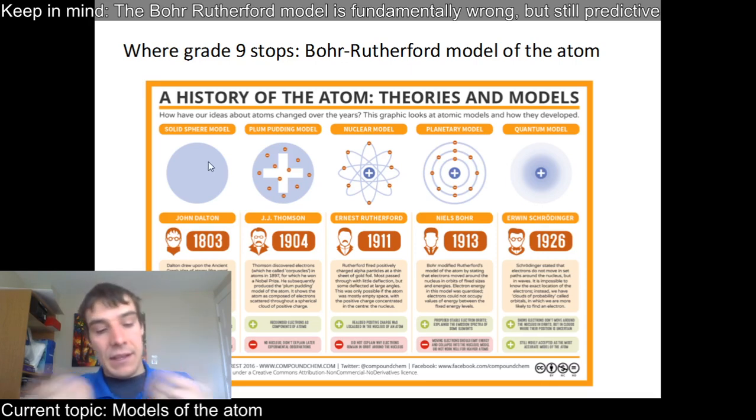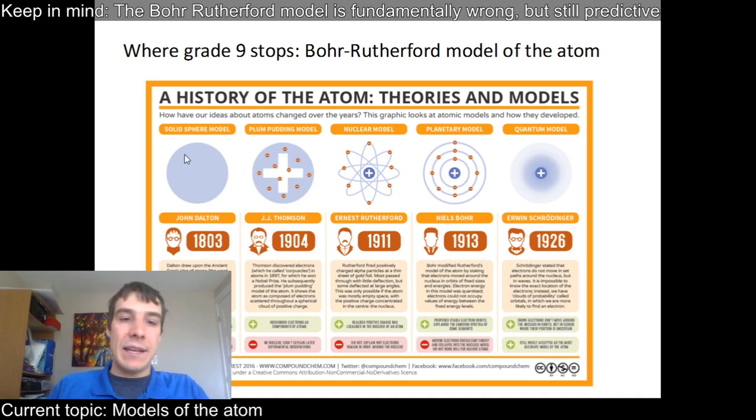So just jumping through these very quickly, Dalton said, well, we just talked about Dalton. He said everything is made up of little particles called atoms that are indivisible. So indivisible means that hydrogen just looks like this in Dalton's mind. It's just a ball, and somehow it knows that it's hydrogen. Thomson came along 100 years later and discovered the electron.